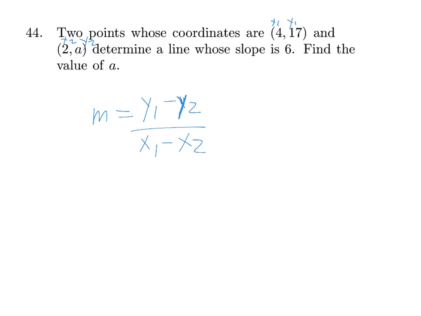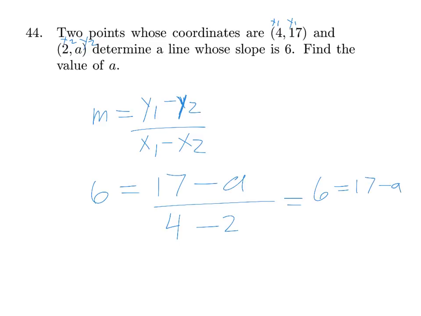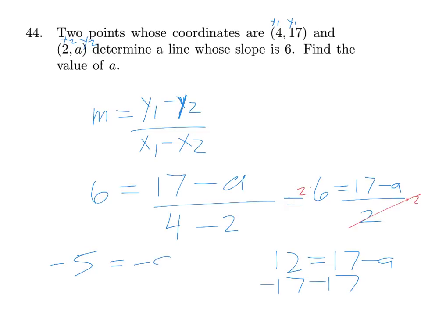All right, so I have m, which is 6, y1 is 17, minus y2, which is a, over x1, which is 4, minus x2, which is 2. So I have 6 equals 17 minus a, all over 2. All right, to get a by itself, I have to multiply by 2 on both sides. Those cancel out. I'm left with 12 is equal to 17 minus a. Subtract 17, I get negative 5 is equal to negative a. Divide by negative 1, a is equal to 5.